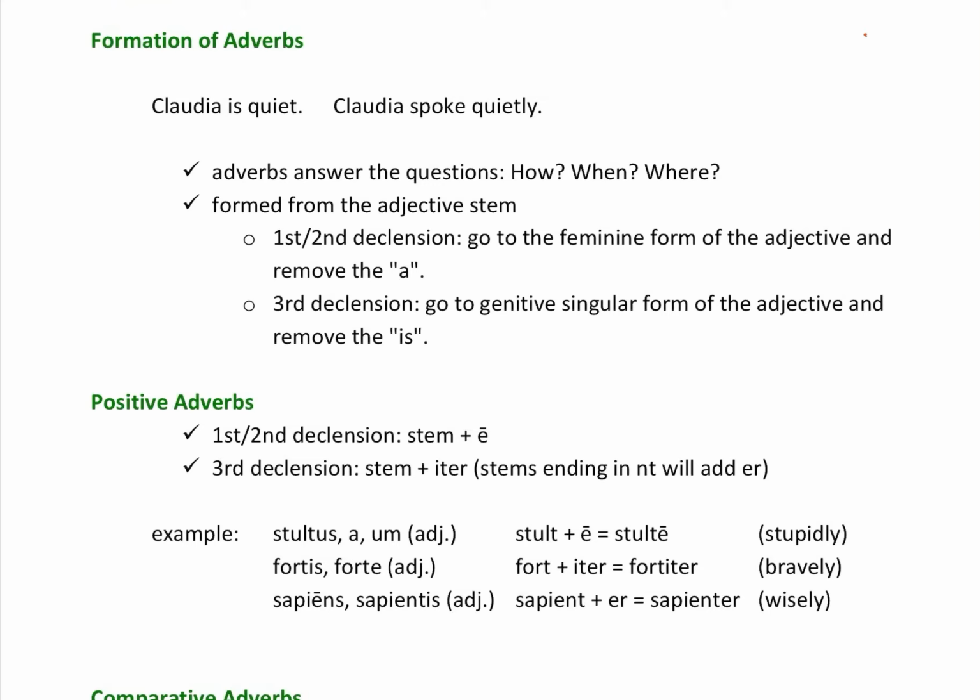We're going to talk about the formation of adverbs today. And in English, we can turn adjectives into adverbs. We do the exact same thing in Latin. So if I said Claudia is quiet, quiet is an adjective.